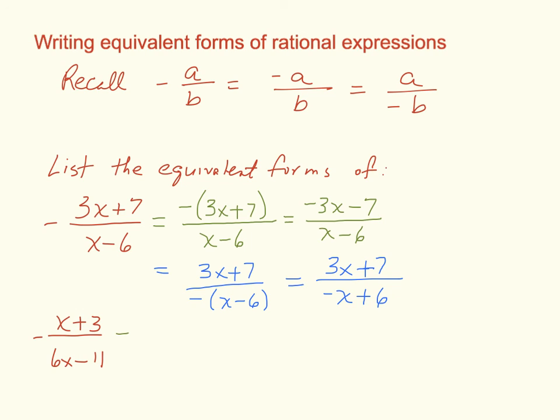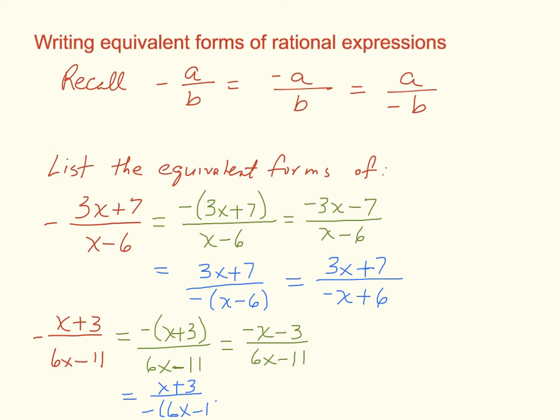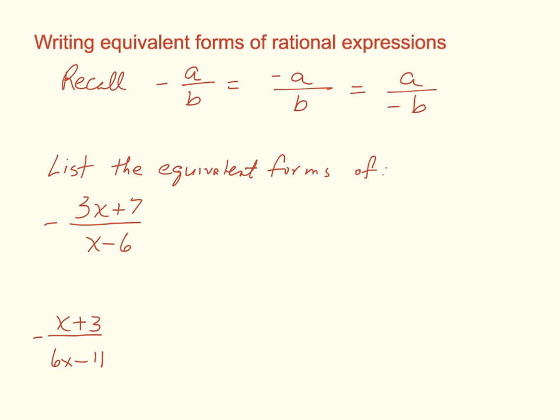All right? So look at this one. We can go negative and then x plus 3 over 6x minus 11, which is also equal to negative x minus 3 over 6x minus 11, or it's equal to x plus 3 over the opposite of 6x minus 11, which is then equal to x plus 3 over negative 6x plus 11. That's 5 ways of writing the same thing.